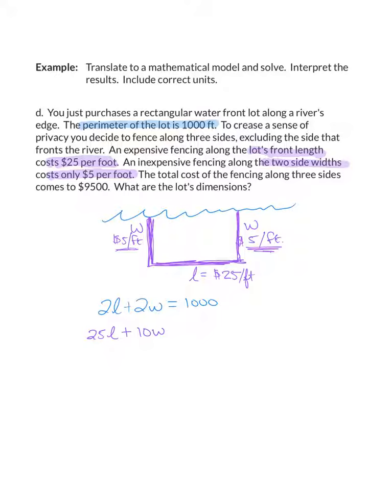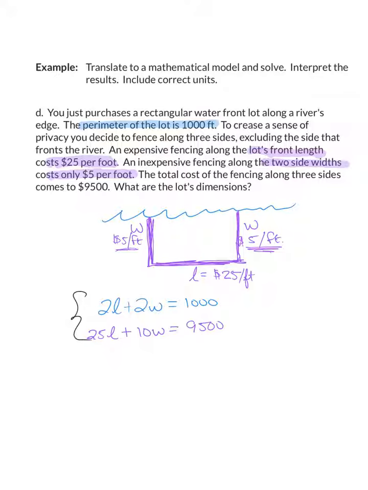We're going to spend $5. For every $5 that we spend here, we're going to spend another $5 over here. So we want to add our 2 5s together to figure out how much we're going to spend on the side widths. If we add these 2 costs together, we get our total cost, which is $9,500. And now we have our model.